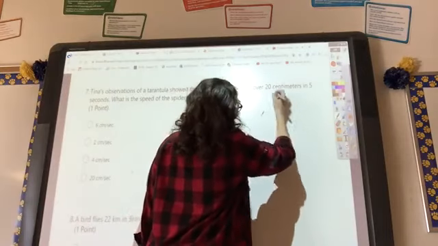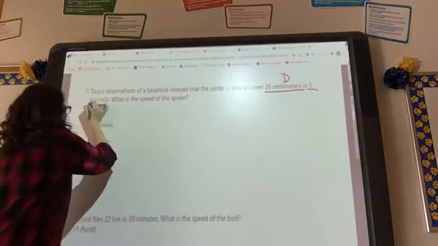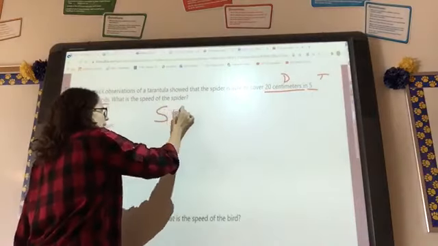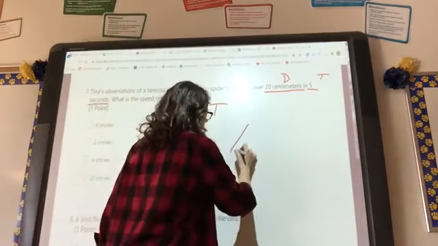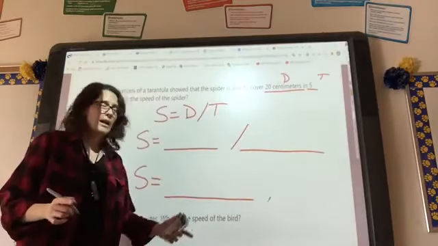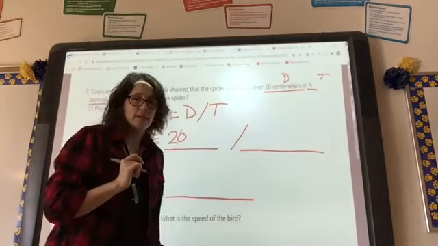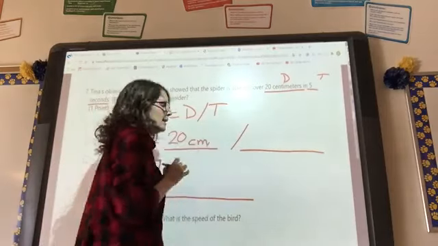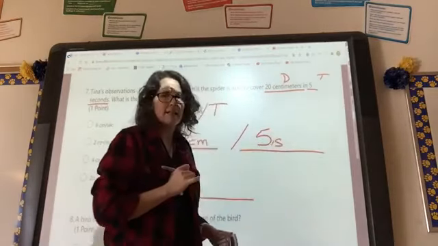So the spider covered 20 centimeters, that's our distance, in 5 seconds. So there's our time. Speed equals distance divided by time. There's our speed. There's our time. There's where we can write our answer. Okay, we just need to bring some numbers down, right? So here we've got our distance is 20 centimeters. The abbreviation for a centimeter is cm, so we're going to put cm right there, okay? And then our time is 5 with an S for seconds, okay?